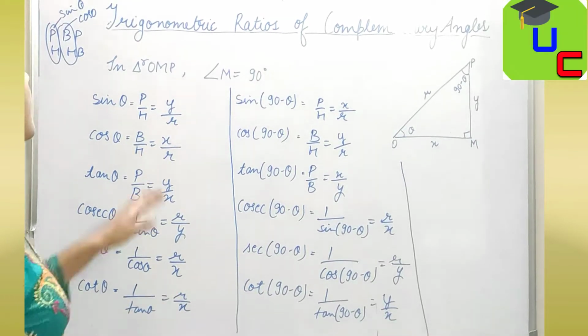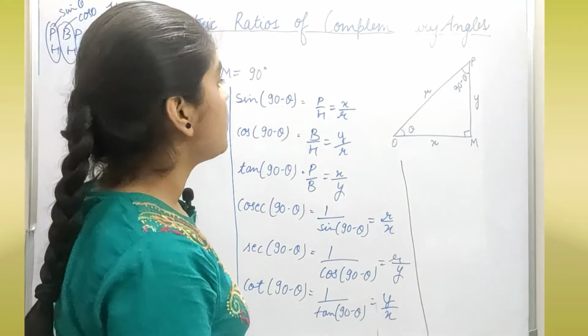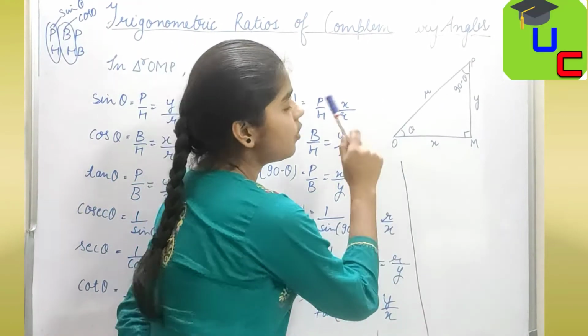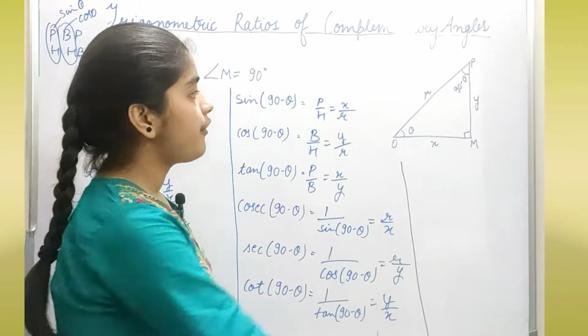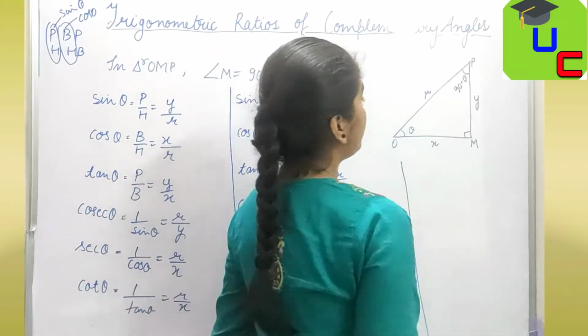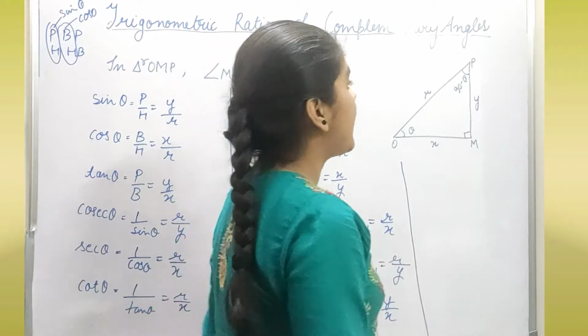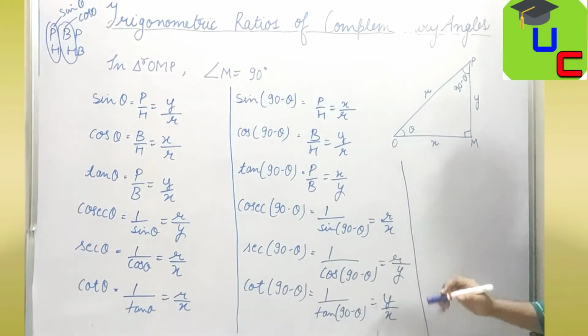Okay, let us assume a right angle triangle OMP which is right angled at M and angle O is equal to theta degree. If angle O is theta, then what will be your angle OPM? Angle OPM will be 90 minus theta. Why will it be 90 minus theta?